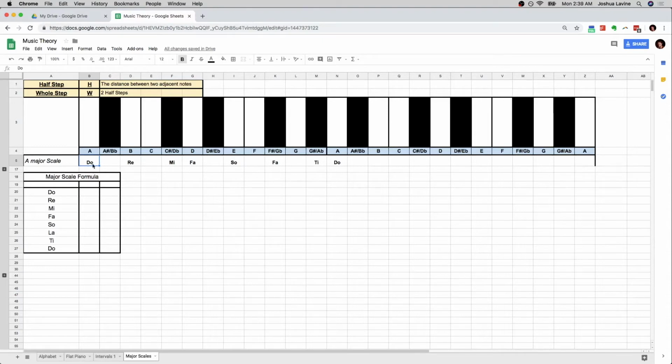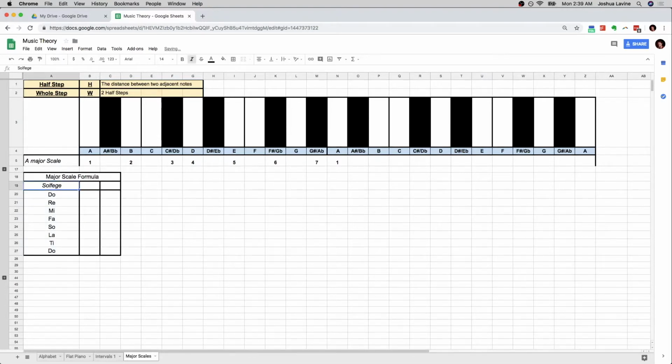Now, because I'm a math person, instead of calling it do, re, mi, fa, sol, la, ti, do, I'm going to call it 1, 2, 3, 4, 5, 6, 7, and 1. And I'm going to write them here. By the way, this do, re, mi, fa, sol, la, ti, do thing, you might have heard of that before. It's called solfege. That is the solfege system.